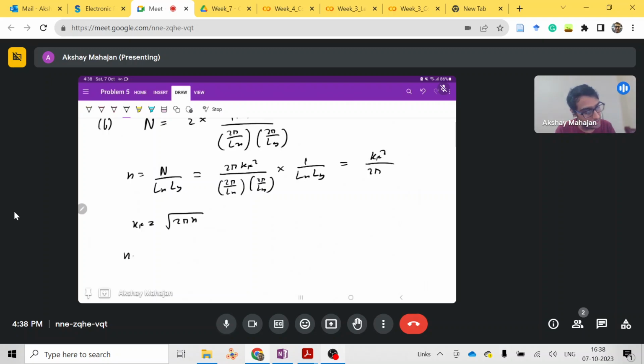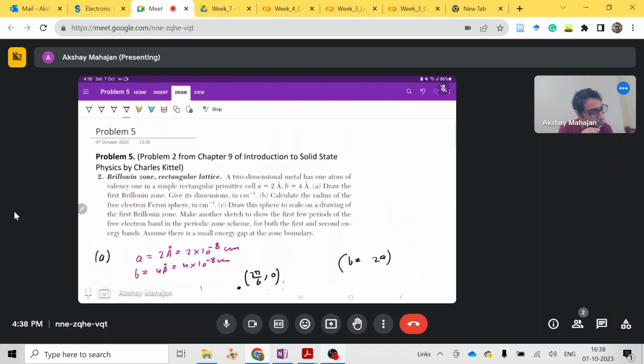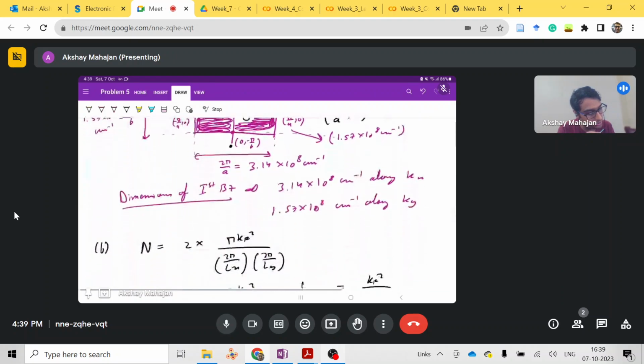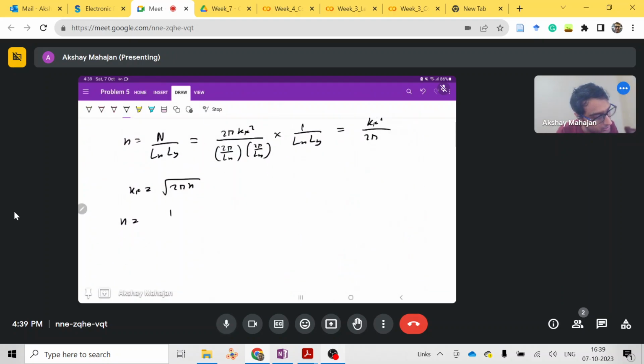Now here our n, in the question it is given that what we have is a simple rectangular primitive, 2-dimensional metal. It has one atom of one valency. Okay, so basically we have just one electron. Here lx is equal to 2 angstrom, which is 2 into 10 to the power minus 8 centimeter, and ly is equal to 4 angstrom, which is 4 into 10 to the power minus 8 centimeter.